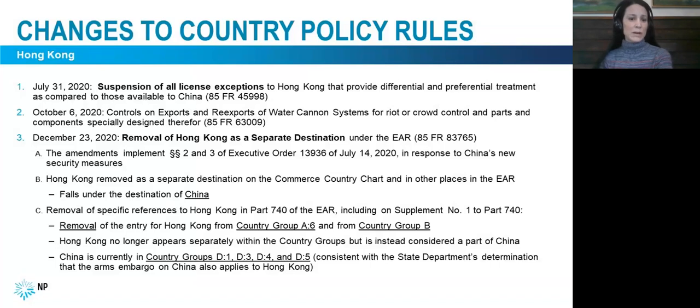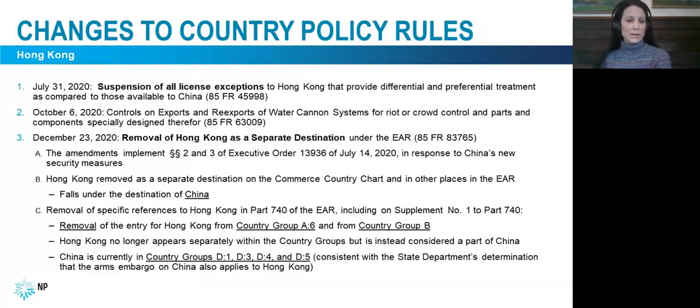In December, then, we were all waiting for this. In December, Hong Kong was removed as a separate destination. This is really important. Now, many of you export to Hong Kong, through Hong Kong. And so essentially, Hong Kong as a separate destination of the EAR no longer exists. There are some exceptions because of customs regulations in the EAR, but essentially Hong Kong no longer has its separate status. So it falls under the same restrictions as China.